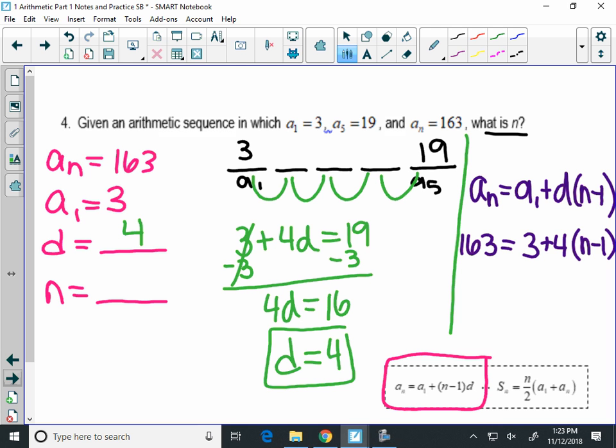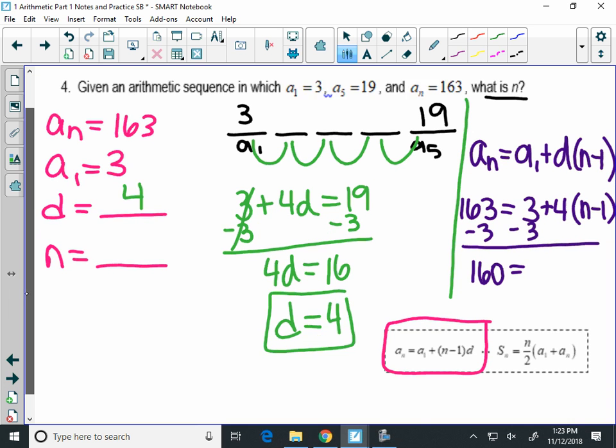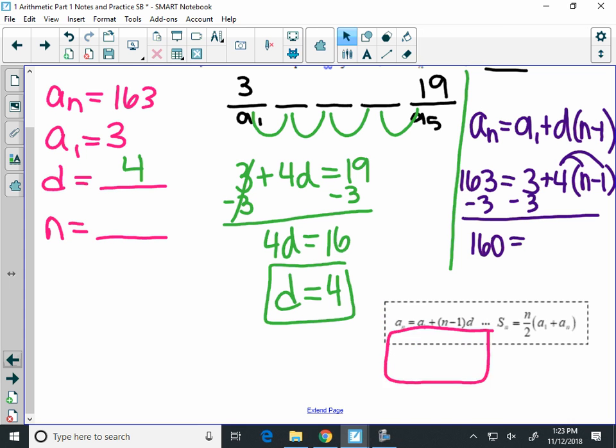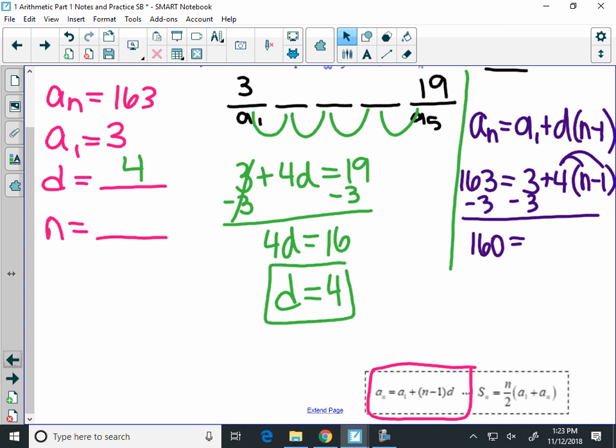You could have found d a different way. Also different ways to solve this equation. I'm going to start by subtracting 3. So I'll subtract 3 and get 160 equals, now here's where some of the differences are. Do you guys want to distribute the 4 or do you want to just divide it away? Distribute, okay. You don't like division? Okay, so we'll distribute and we'll get 160 equals 4n minus 4.